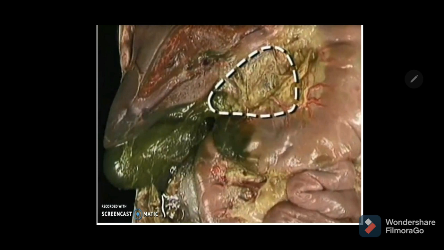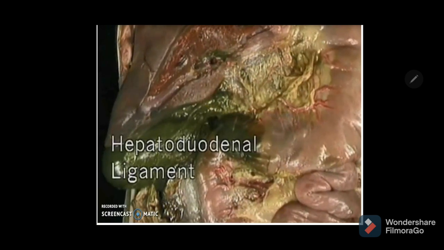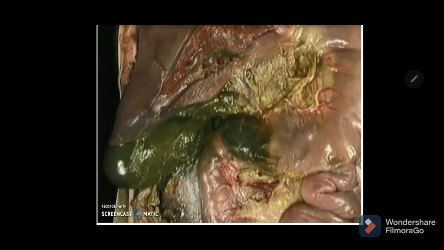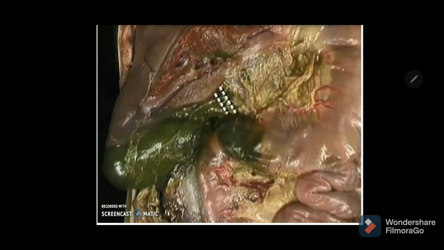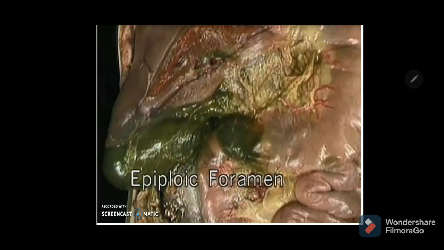There is a lesser omentum between the liver, stomach, and duodenum, and all these contents lie in the hepatoduodenal part. The hepatoduodenal part will be here, and here you will see the epiploic foramen, that is the hepatoduodenal ligament. And once you zoom through the right free margin, that is the common bile duct. What you are noticing, within the right free margin of the lesser omentum.